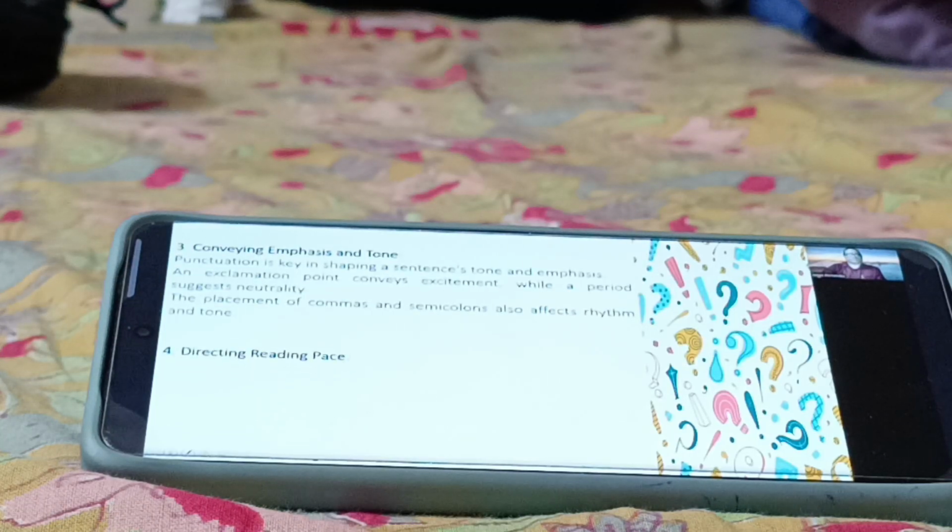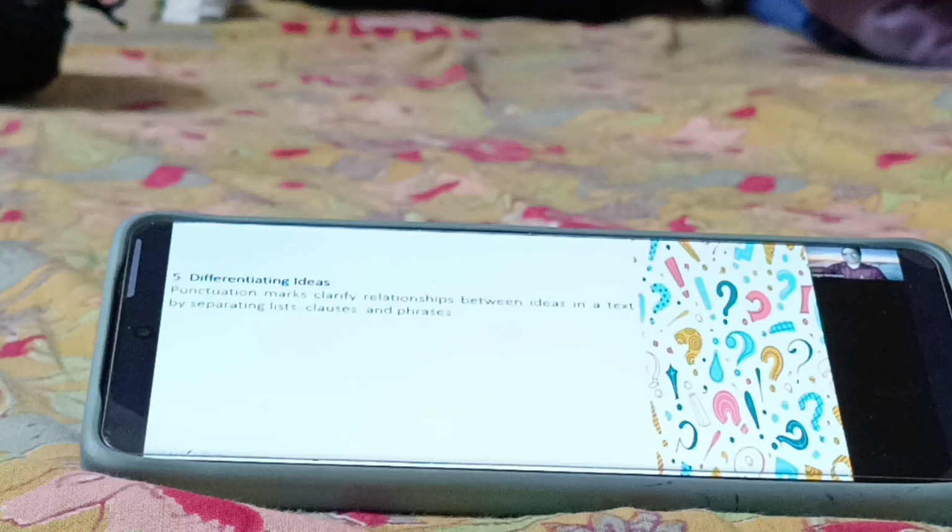Then conveying emphasis and tone. As I said earlier, an exclamation point conveys excitement, while a period suggests neutrality. Placement of commas and semicolons also affects rhythm and tone, directing the reading pace. When there is a comma, there's a short pause, and when there is a full stop, there is a long pause. So obviously you can pace your reading accordingly. Differentiating ideas. When you're quoting a list or quoting somebody, when you're using quotes or brackets or hyphenated words, everything will help you differentiate your idea or your message. So the interpreter, whoever's reading that, gets the right message.